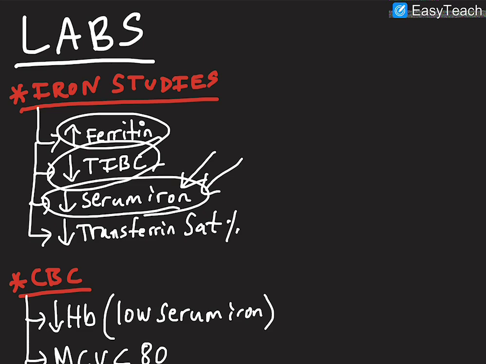And remember, you're storing all your iron inside your cells. So there's low serum iron. If there's low serum iron, there's not much iron to bind to transferrin. So you can see a low transferrin saturation. All right. So these are main labs to keep in mind.